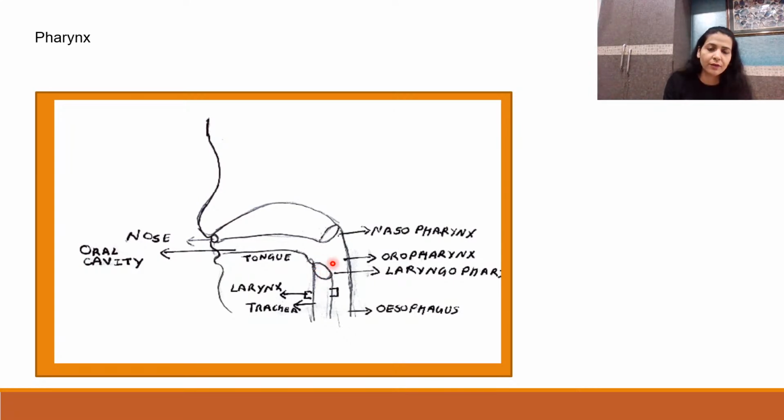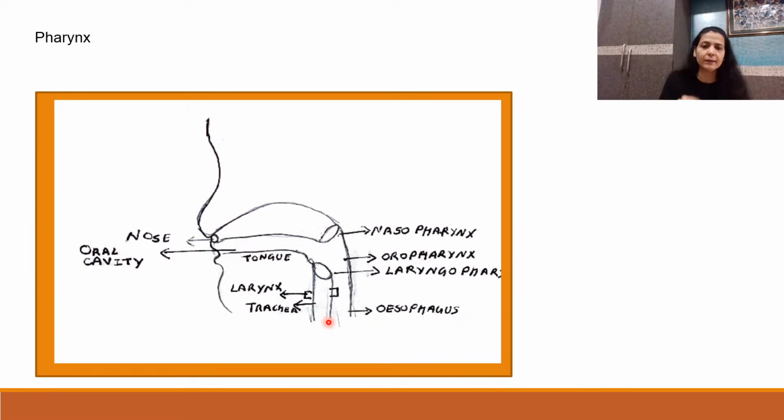Now, can you see this opening? This opening is the glottis. This is the one that I was mentioning previously. It is covered by a flap which is known as epiglottis. So when you are breathing, the epiglottis is open, allowing air to directly enter into the windpipe. And the first part of the windpipe is the larynx, followed by the trachea.